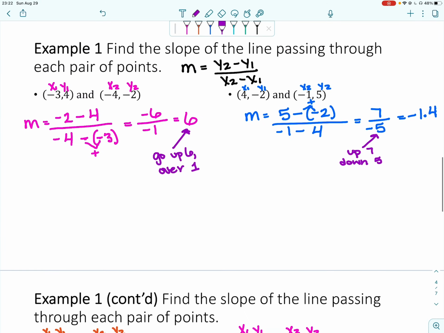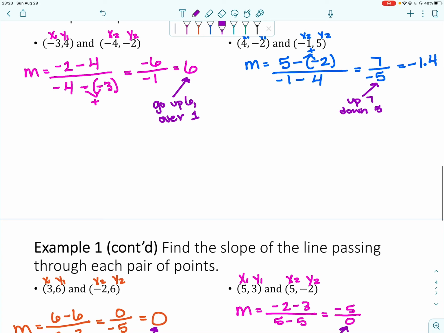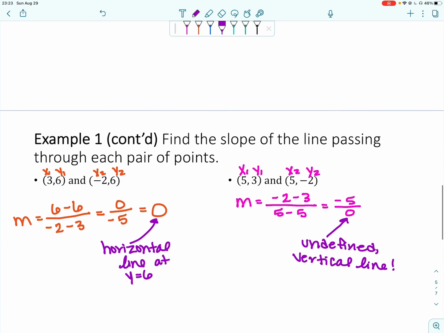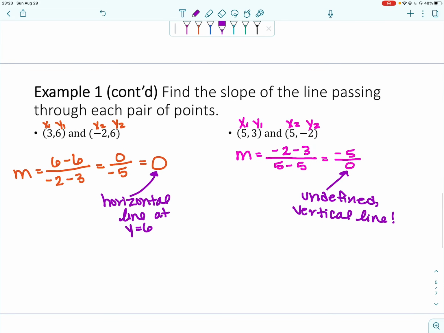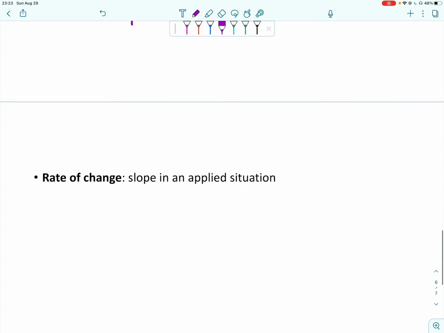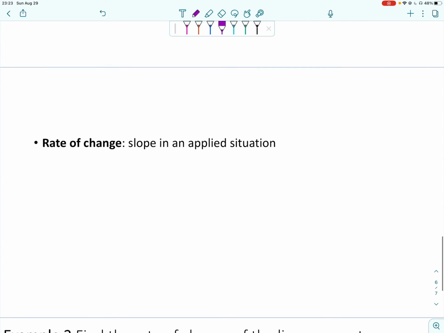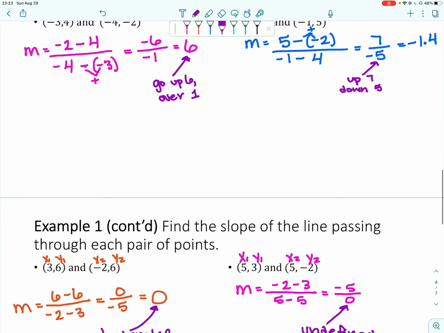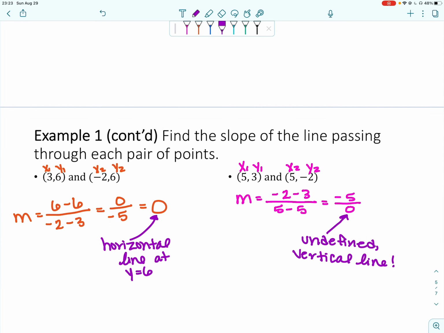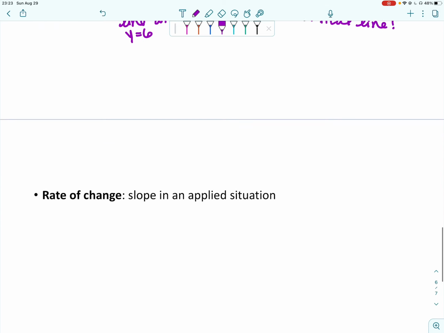So there are some examples of how to use the slope equation, just very basically, to find a slope. But that's pretty boring. That's super monotonous as well. Like, who wants to do that all day? So rate of change is more interesting. This gives us the slope in an applied situation. It takes the slope and it adds meaning to it. Beyond just 6, -1.4, 0, it tells us something that it means.